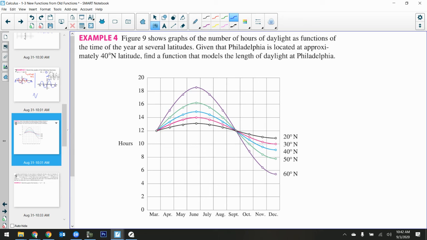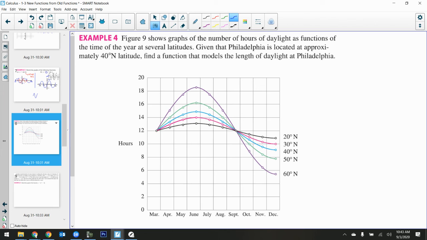Okay, figure 9 shows graphs of the number of hours of daylight as functions of the time of the year for several latitudes. Given that Philadelphia is located at approximately 40 degrees north latitude, find a function that models the length of the daylight at Philadelphia. Now, think about this logically. Length of daylight throughout the year. What happens in the summertime? Day gets longer. What happens in the wintertime? Day gets shorter. And then it expands and contracts and expands. It goes throughout that cycle the entire year, and that continues from year to year.